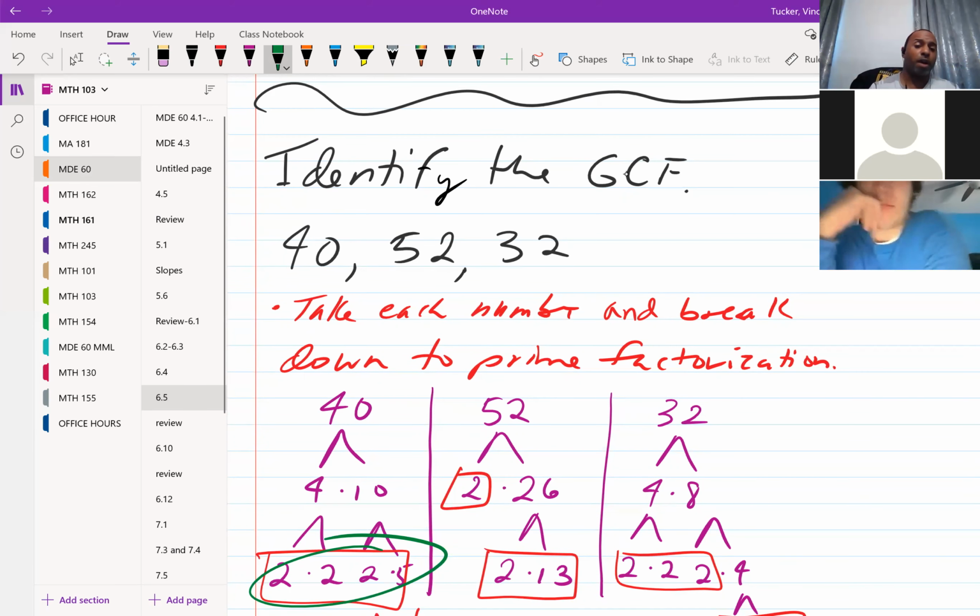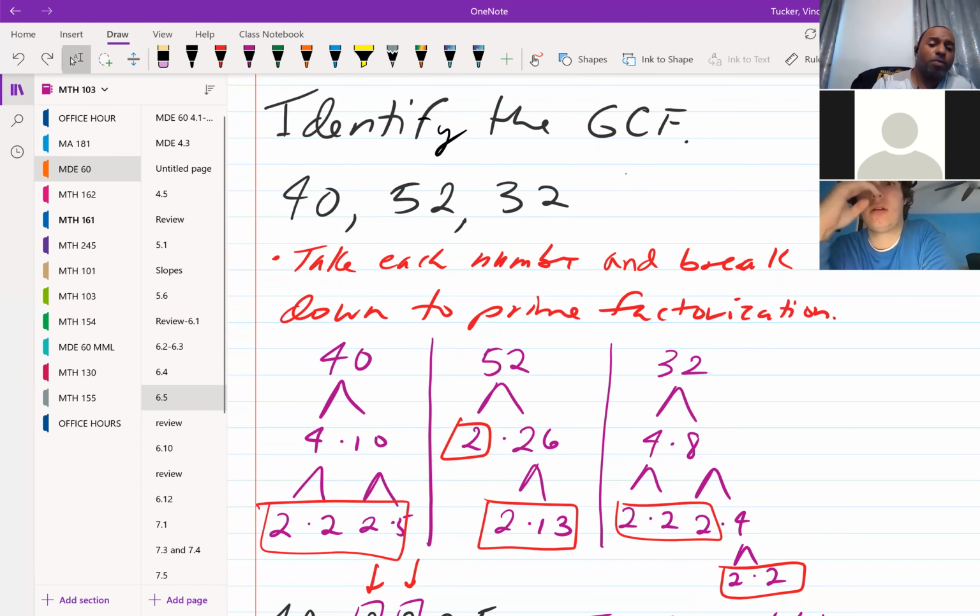That's how you can always check your prime factorization. If it doesn't multiply back out to give you what you originally had, this is not the correct factorization. But you would just start off with 2 numbers, then break one number down to 2 numbers, break the other number down to 2 numbers, till you can't break them down any further.